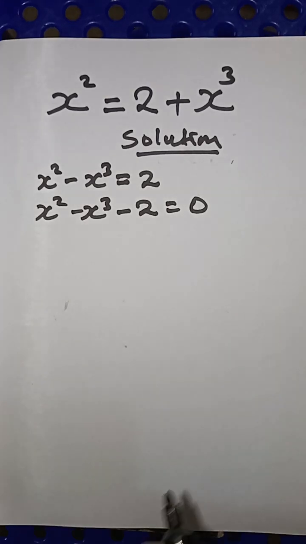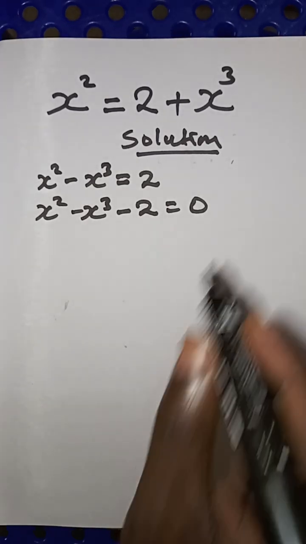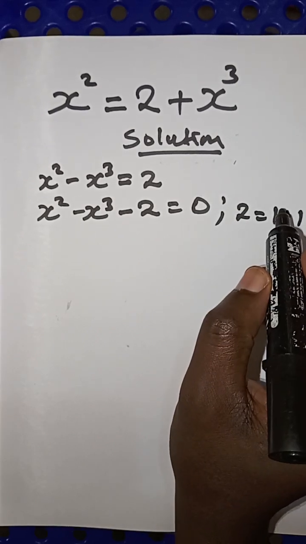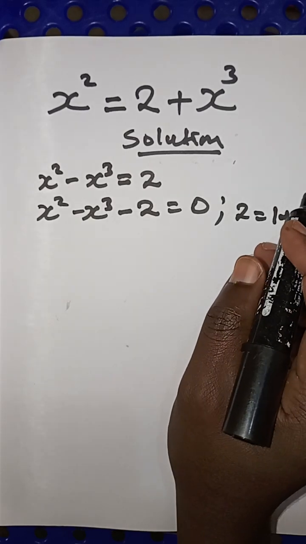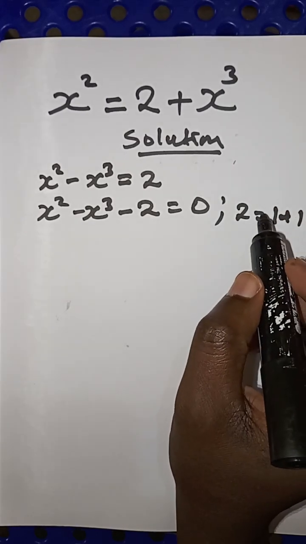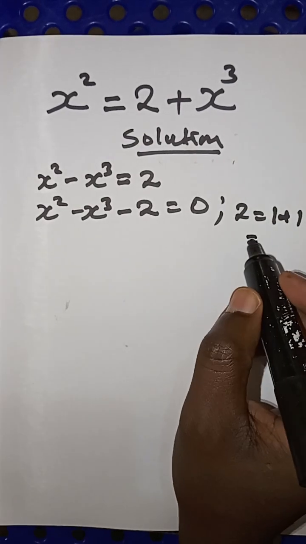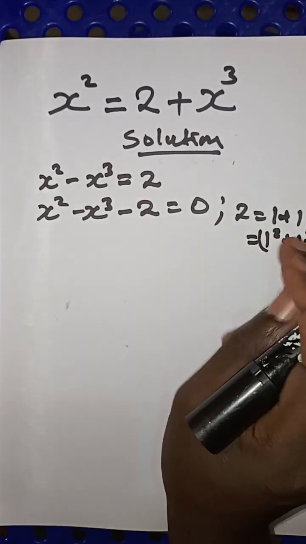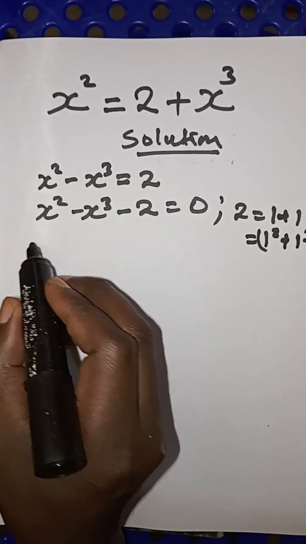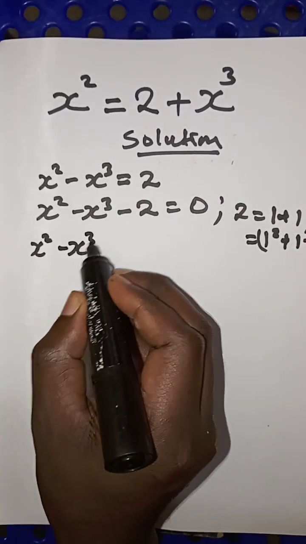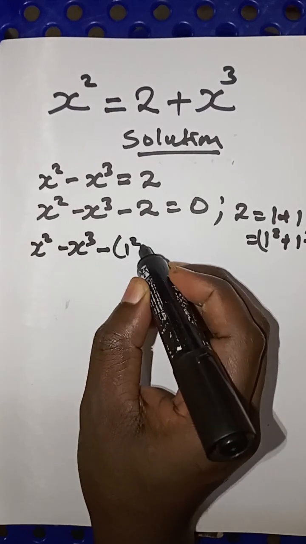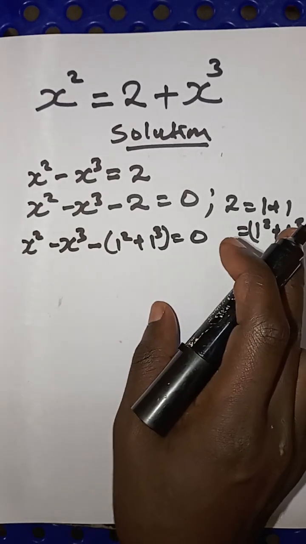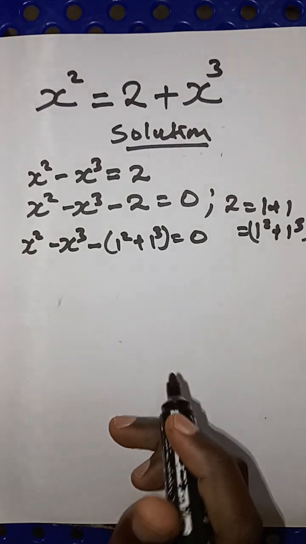I know that 2 can be written as 1 plus 1, and also 1 can be written as 1 squared plus 1 cubed to represent 2. So I'm going to replace this here so that I have x squared minus x cubed minus in bracket 1 squared plus 1 cubed equals 0. Since this and this are equal, this is the same as that.